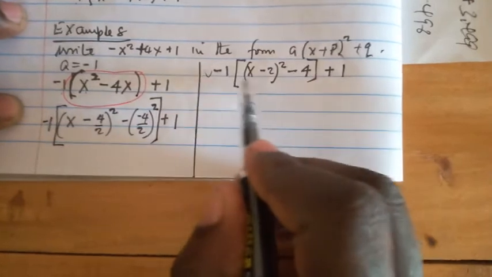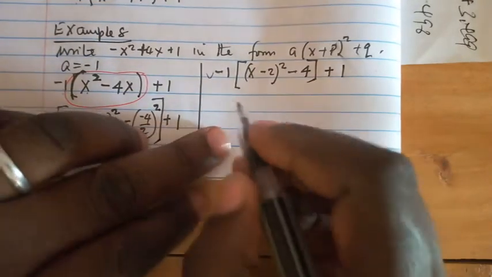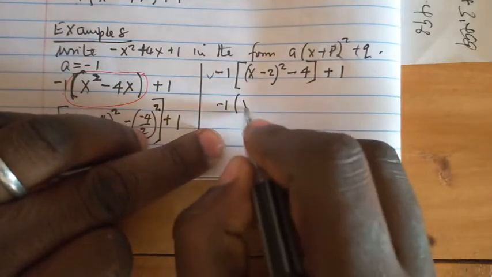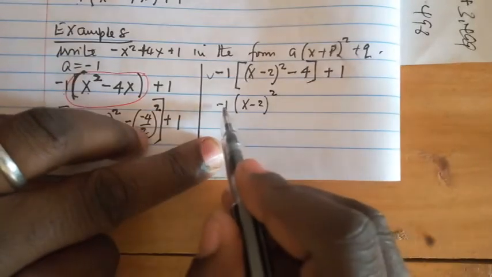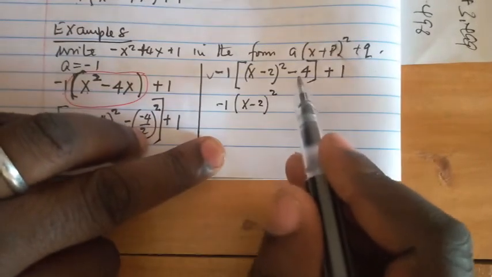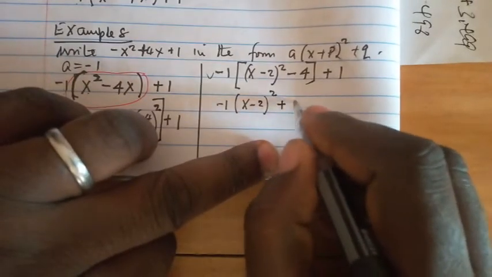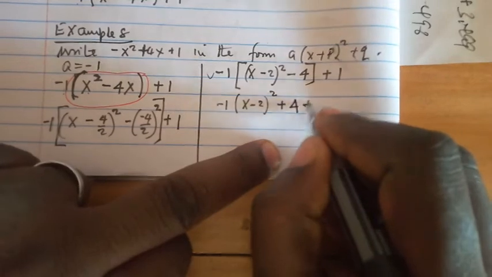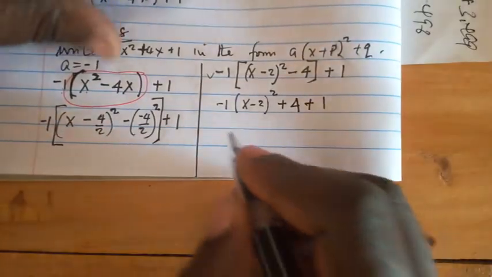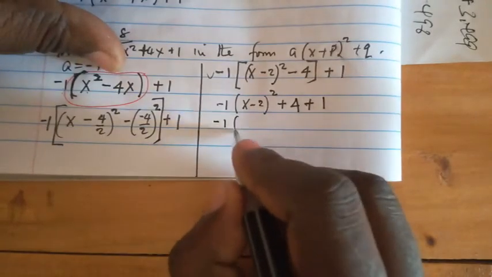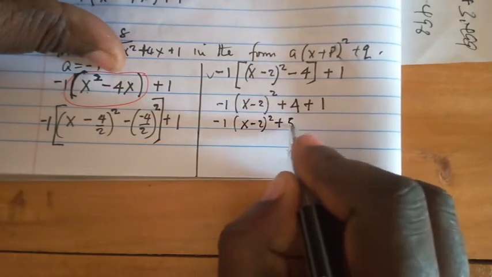It is difficult to open this bracket, affecting it with -1. So we simply leave it like -1, open bracket, x minus 2 squared. But this -1 can affect this -4. So -1 times -4 becomes positive 4. Of course, we bring on board the c. So the eventual statement is -1(x minus 2) squared plus 5.